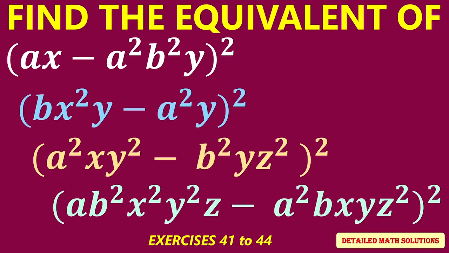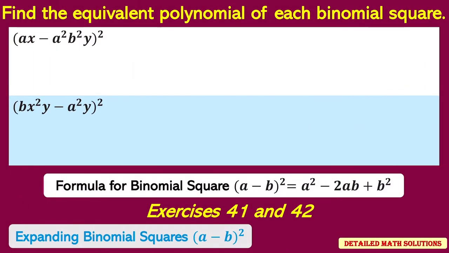In this video, I'm going to write step by step how to find the equivalent polynomial of each binomial square displayed on the screen. To solve these exercises, I'm going to use the formula for binomial square: (a - b) squared equals a squared minus 2ab plus b squared.